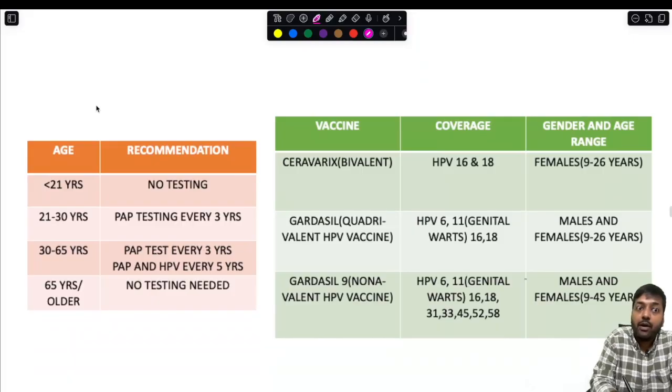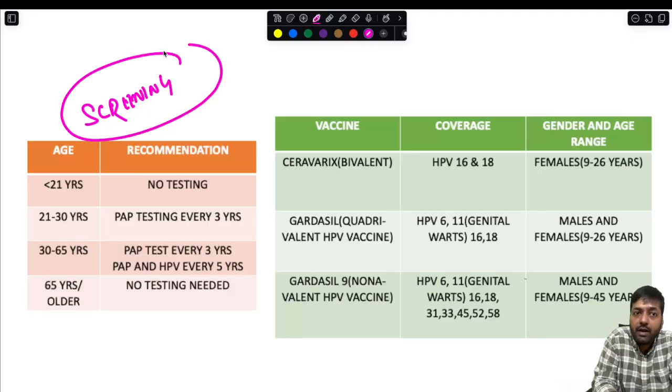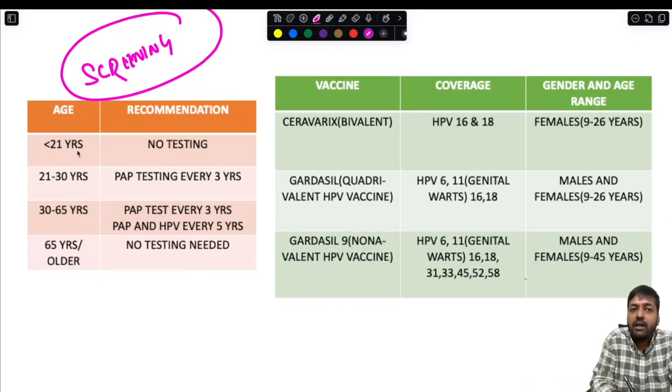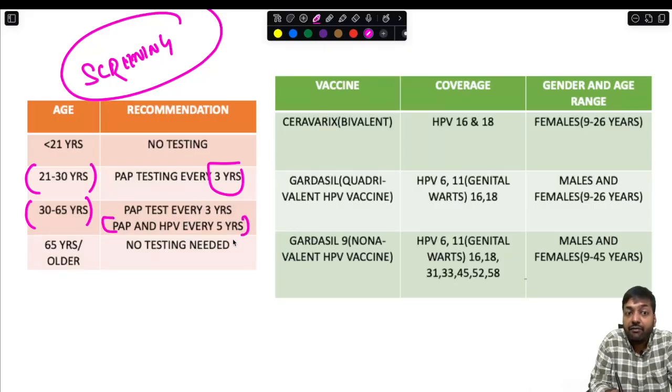Now one very important thing is cervical carcinoma screening. So when does it start, and how is it carried out? Less than 21 years, no testing is required. Between 21 to 30 years, PAP testing has to be done every 3 years. Between 30 to 65 years, PAP test is done every 3 years. If you are combining HPV along with the PAP, then you can do it every 5 years. So HPV testing starts after 30 years, not before 30 years. 65 years and older, no testing is needed.